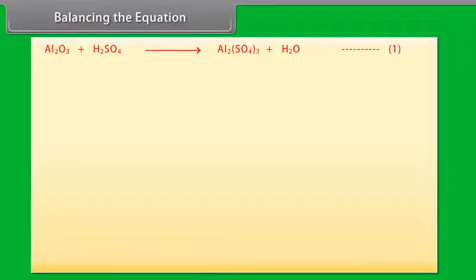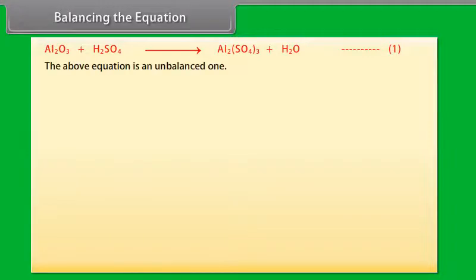Balancing the equation. Al2O3 plus H2SO4 gives Al2(SO4)3 plus H2O, equation 1.